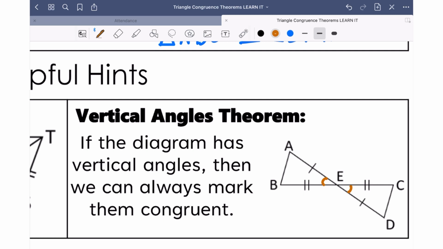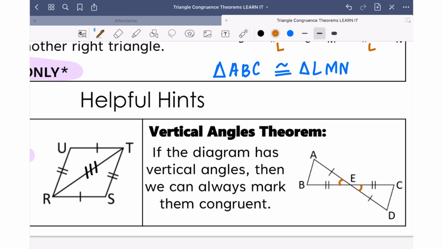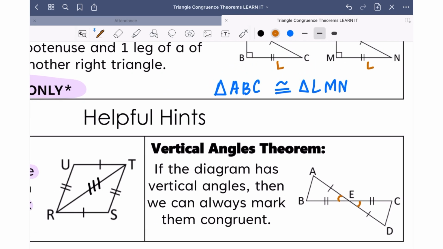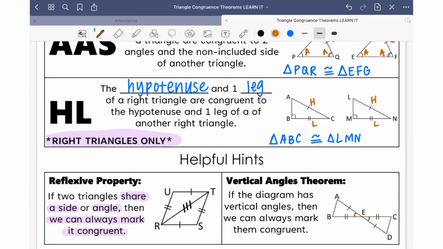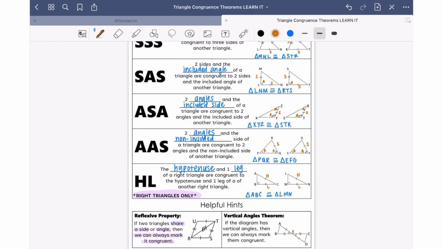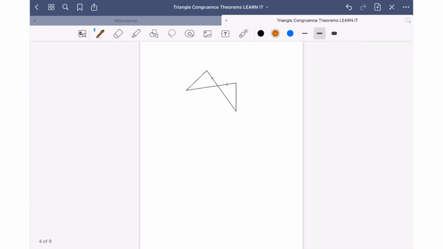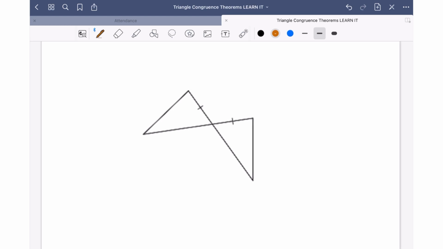They're opposite. They're in front of each other. They're across from each other. Whatever helps you, just mark it because those are vertical angles, okay? And that is it. So let's go over some examples so that you can do your practice, okay? These are not in your notes. Just look at them with me, okay?